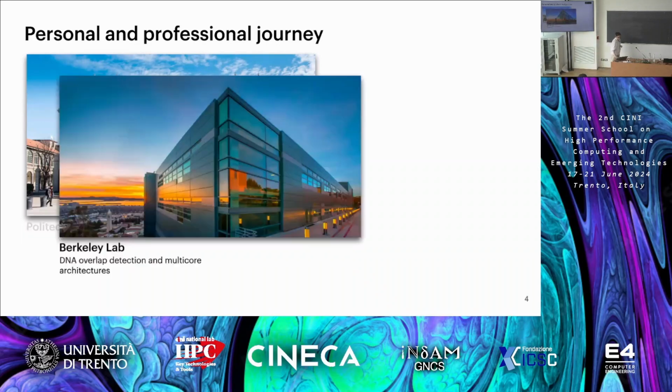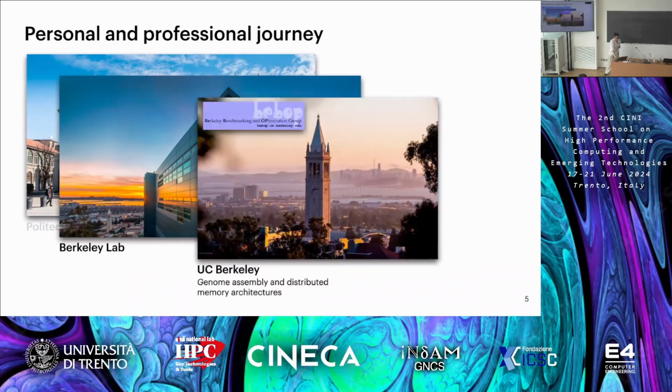Then I had the chance to go to the Berkeley lab for my master thesis. Berkeley lab is in California. Here I moved away from FPGAs a little bit, focusing on shared memory parallelism and multi-core architecture, also on DNA types of applications. And I liked California so much. I was actually planning to do my PhD in Milan, but then I decided that I wanted to go to the States. And so I got my PhD from UC Berkeley.